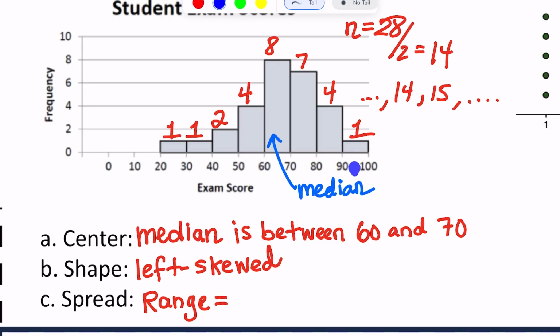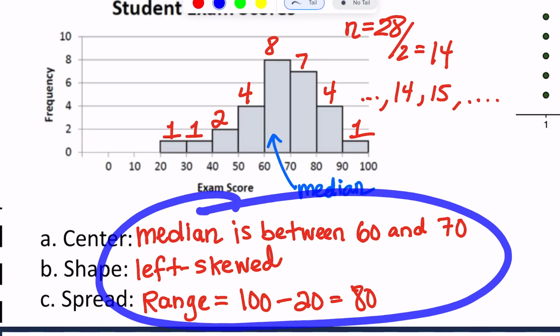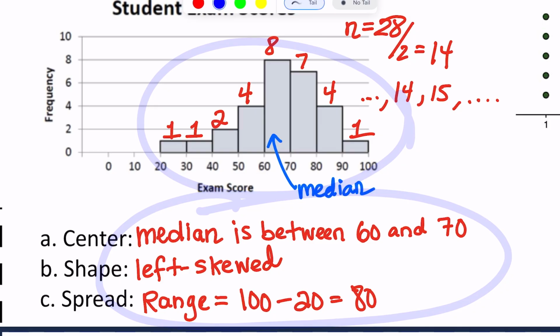And we're going to use 100 as our best estimate for the maximum and 20 as our best estimate for the minimum. And we're going to calculate 100 minus 20 to get 80. And there you have it, folks. That's our center, shape, and spread for this histogram.